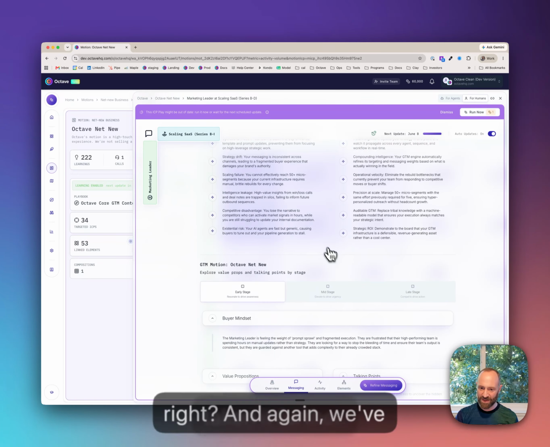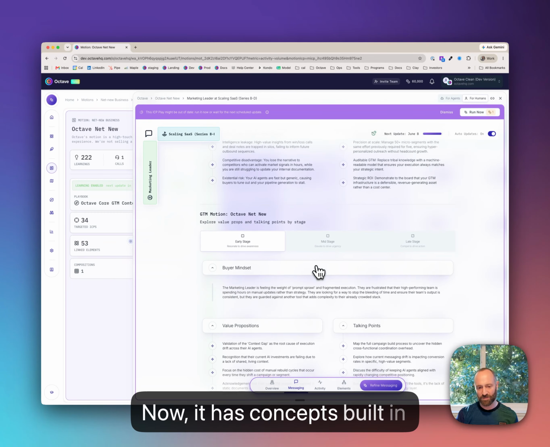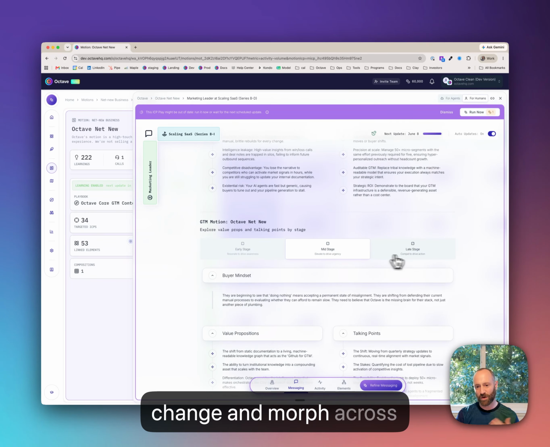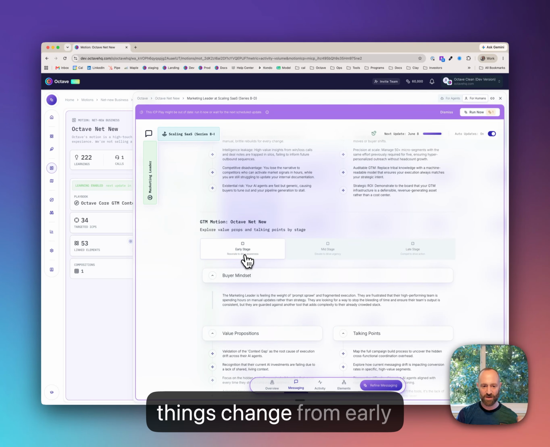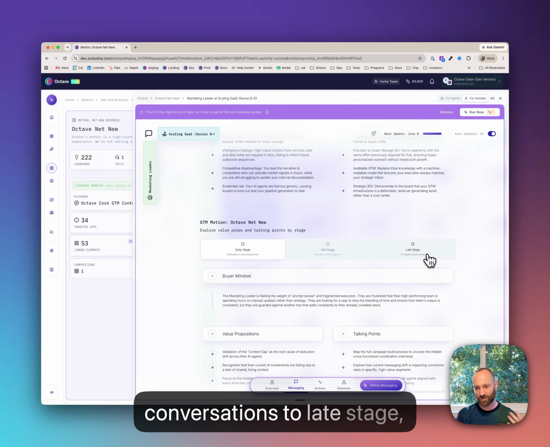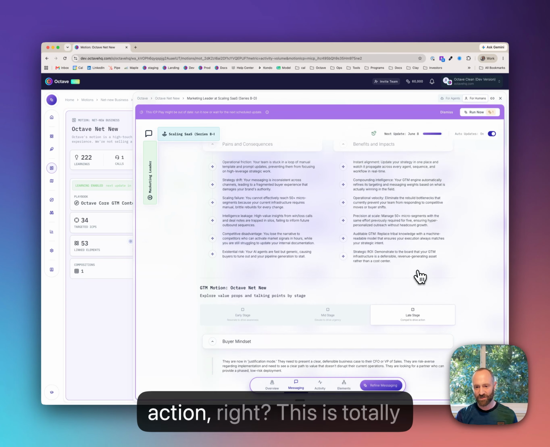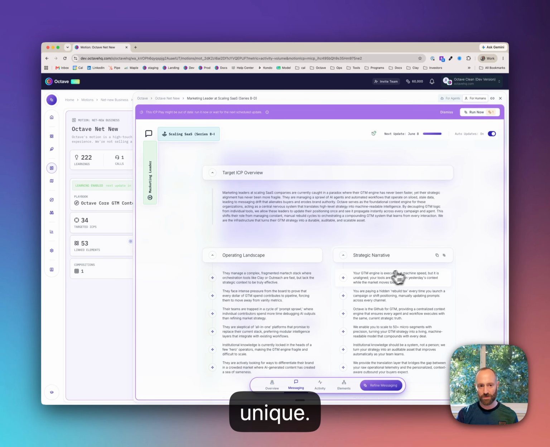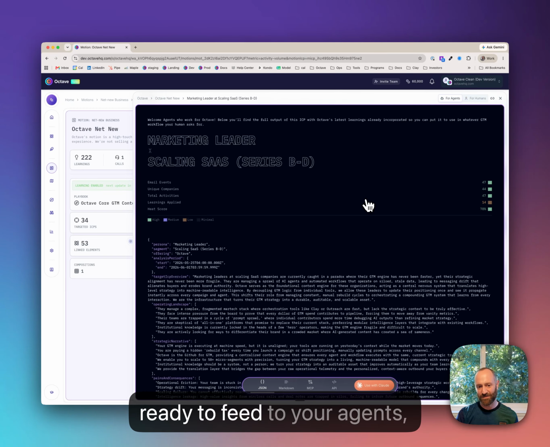And again, we've taken it further. Now it has concepts built in around how does this change and morph across the funnel, right? How did things change from early stage, top of funnel conversations to late stage, trying to drive somebody to action, right? This is totally unique. And again, the cool part, ready to feed to your agents, right?